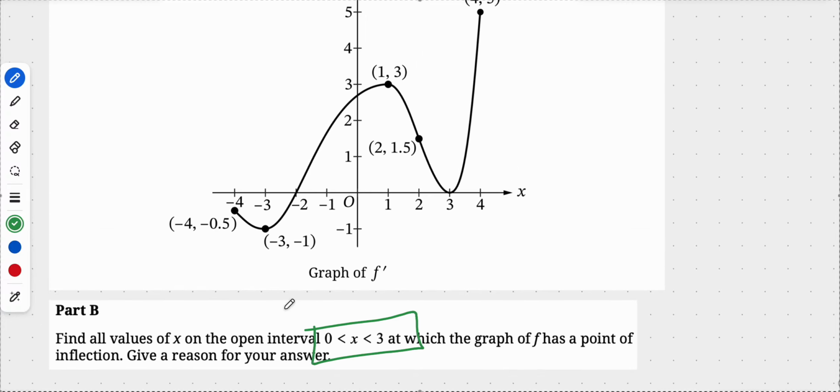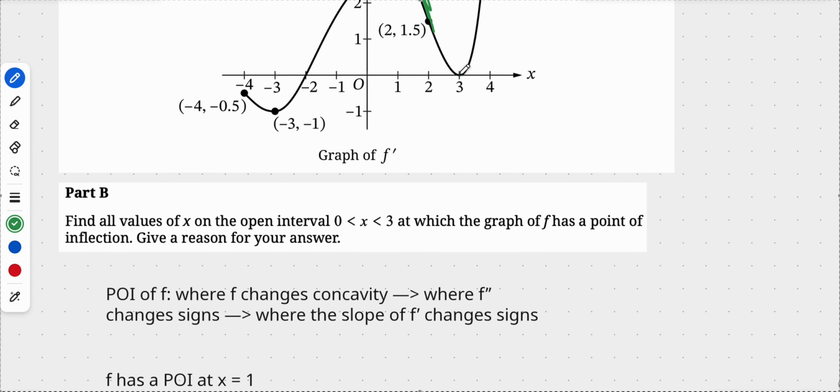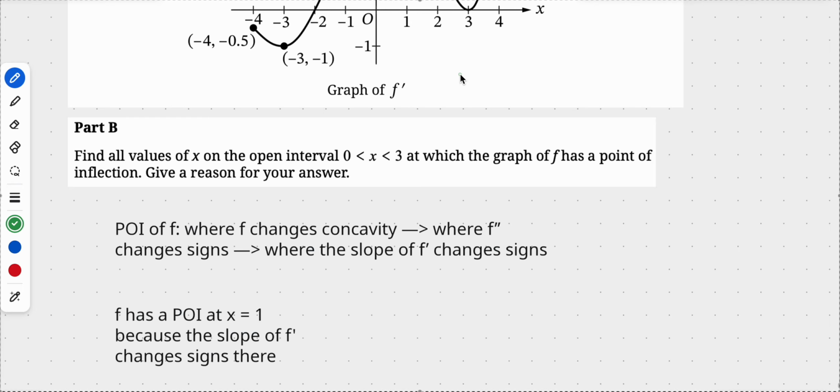Oh, and we're only looking at the interval from 0 to 3 for some reason. So, all right, I guess it would only be in this spot, right? Right at this point is where it changes signs, because it goes from positive slope to negative slope. So the point of inflection is at x equals 1.